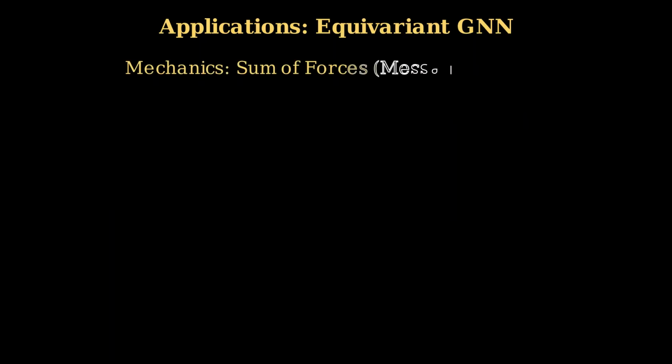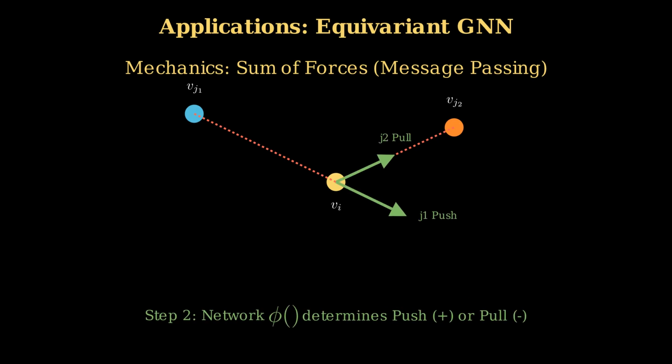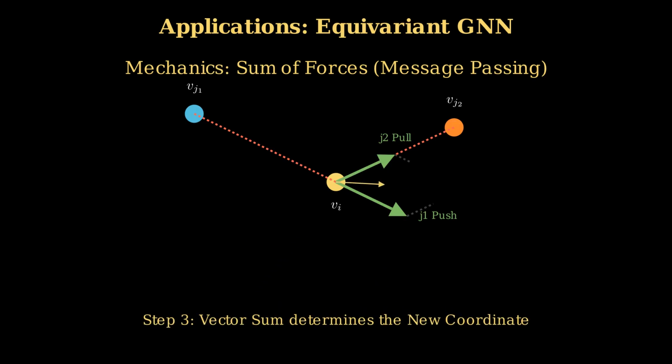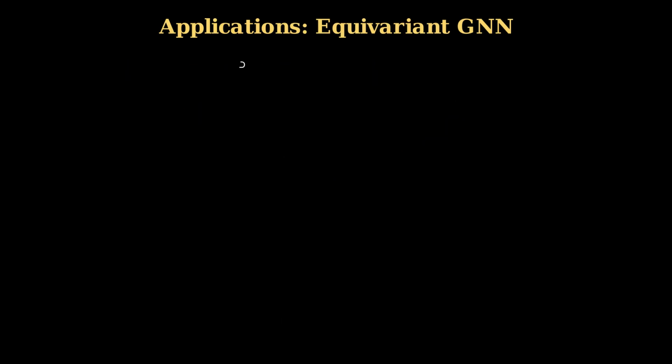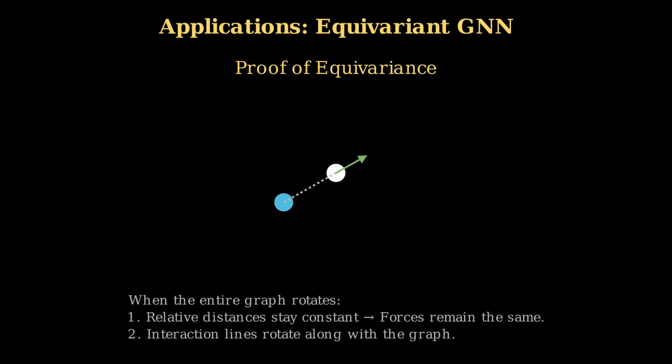We can visualize this message passing as physical forces acting on node i. First, we define the interaction lines along the relative vectors. The network computes the force magnitude, either pushing or pulling the node. Aggregating these forces gives us the final displacement for the coordinate update. This works because as the graph rotates, relative distances remain static, while the force vectors naturally rotate in sync.